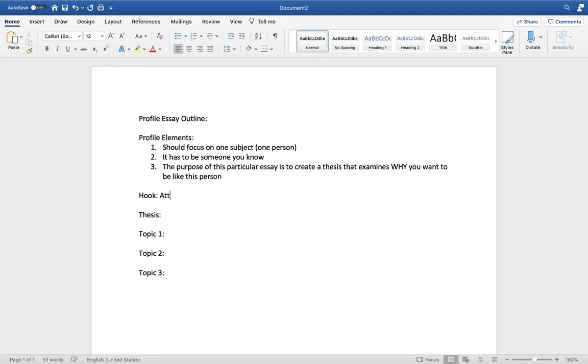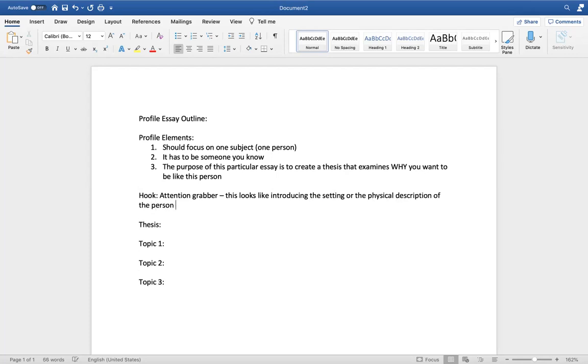Now let's talk about when we know these are the elements, what should these things look like? So remember, the hook is an attention grabber. And maybe for you, this looks like introducing the setting or the physical description of the person. Some of you didn't start doing this until your body paragraphs, and this is really problematic because we should see very clearly who and why you are doing this interview in the introduction.